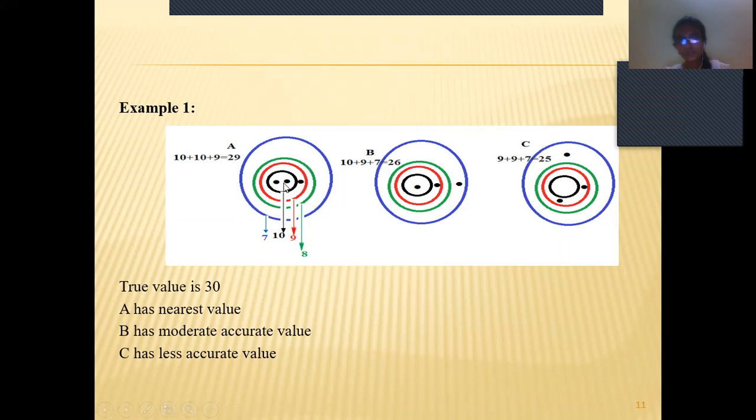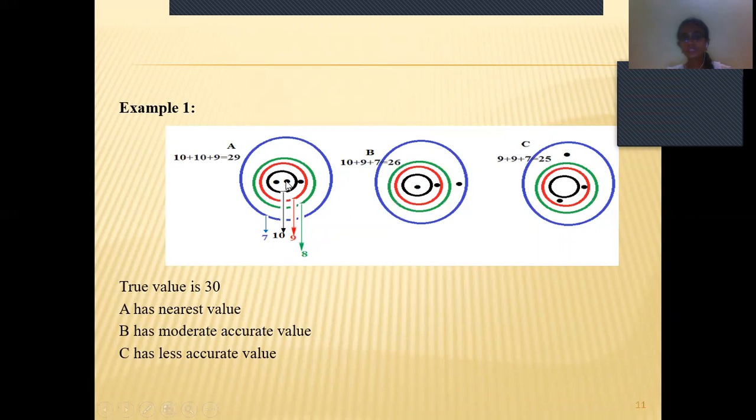If the person shoots in the black color, he will get 10 points. In the red color, he will get 9. In the green color, 8 points. In the blue color, 7 points. Person A has shot two arrows in the black color ring, meaning 10 points each, and one in the red color, meaning 9 points.